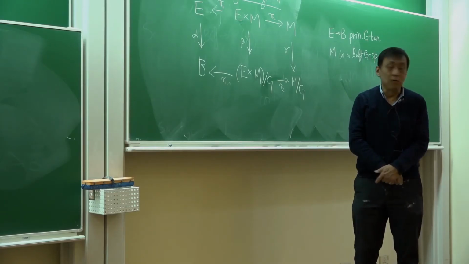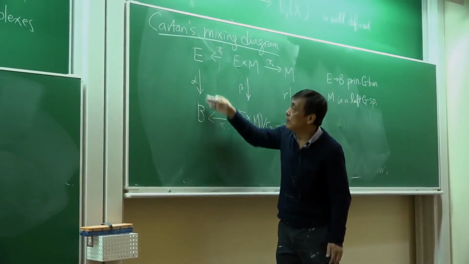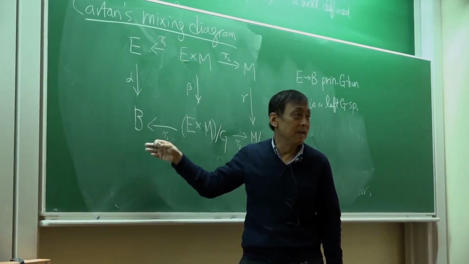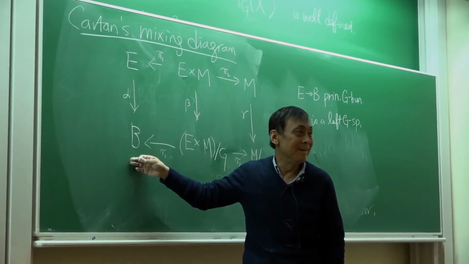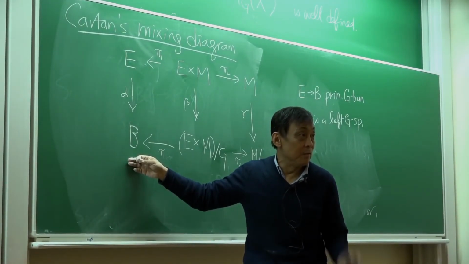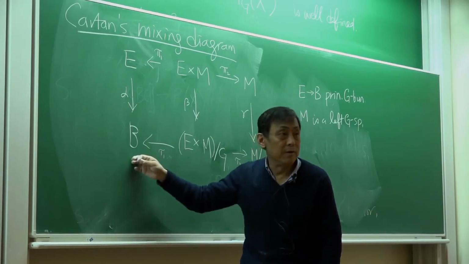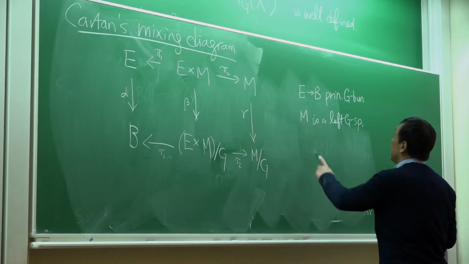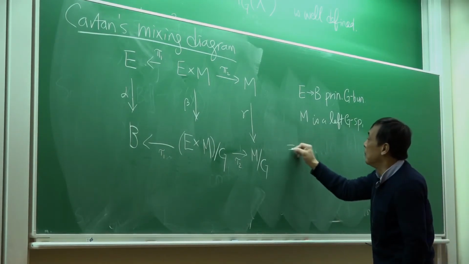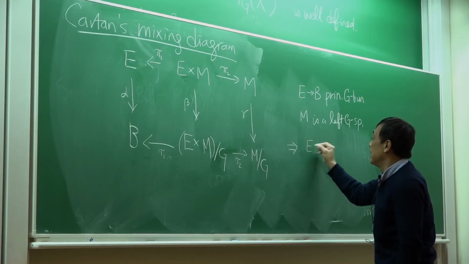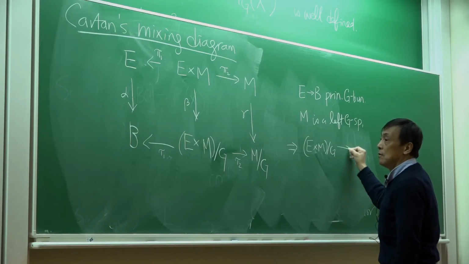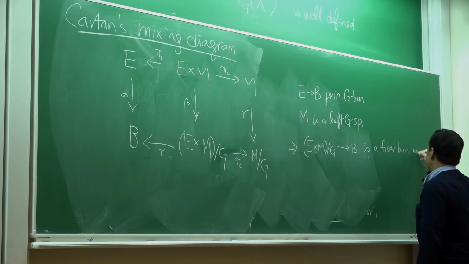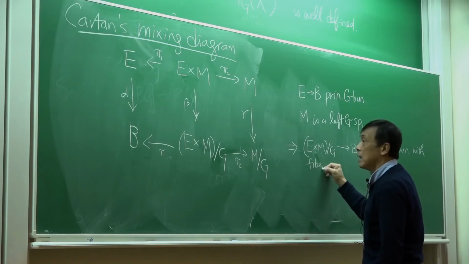Okay, so what do you remember from last time? If this is a principal G bundle, then what can you say about this? It's a fiber bundle. Okay, so it's locally trivial. And what's the fiber of this fiber bundle? It's here, M. Yeah, we can conclude that E cross M over G over B is a fiber bundle with fiber M. Okay?